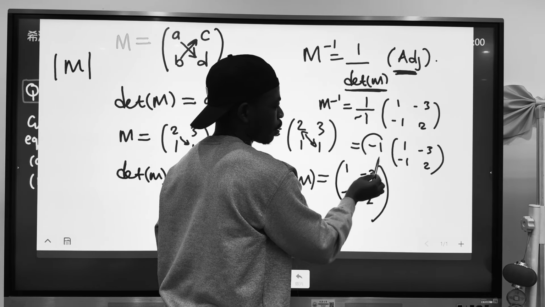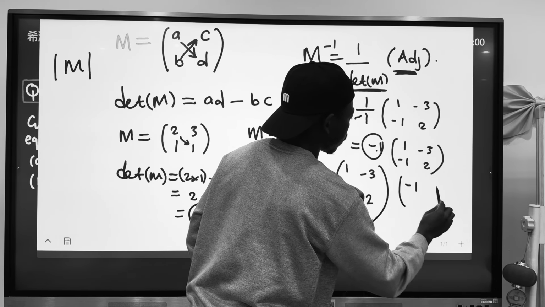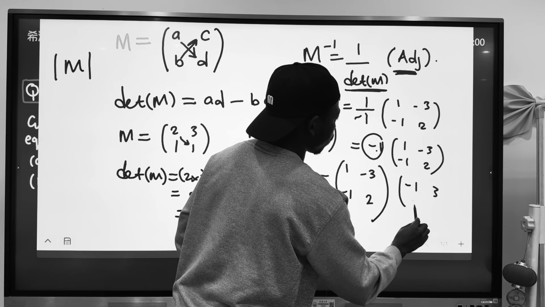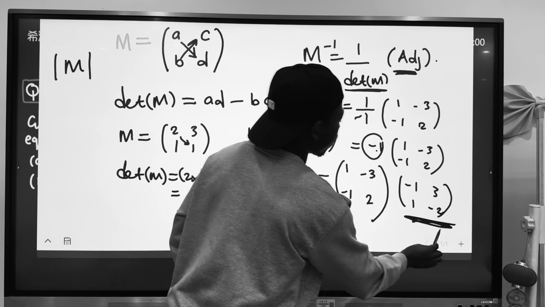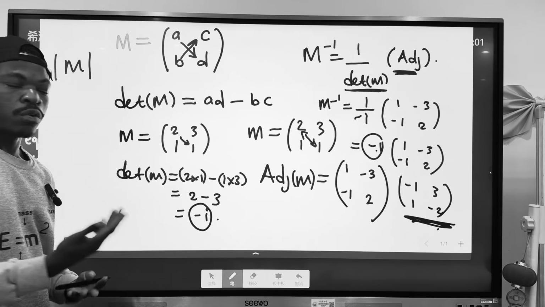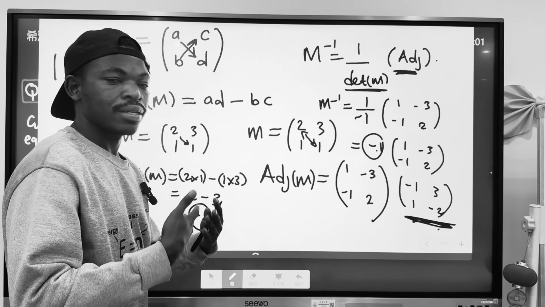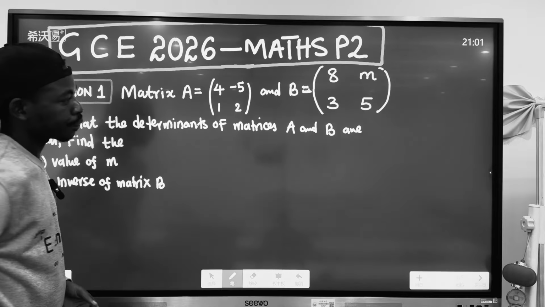Then you can multiply this throughout. This times that, -1, this times that, +3, this times that, +1, this times that, -2. So this is the inverse of the matrix that we have. Okay, so this is an overview on how to find the inverse, the determinant of a matrix, and things like that. So let's now go back to the question.